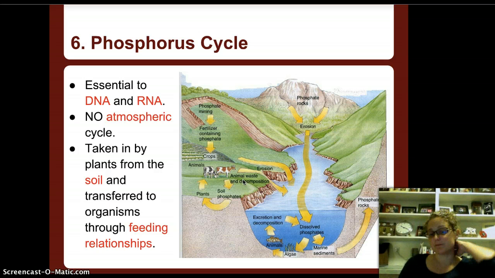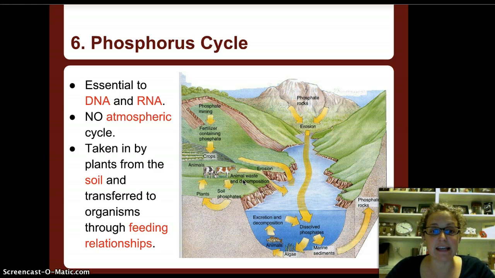Phosphorus is an element that's incredibly important to you because, as you remember from our DNA song, it's in your DNA and your RNA. Without phosphorus, we can't do a lot of the essential functions. Even photosynthesis can't occur without phosphorus, even though we don't think of it as being essential yet. But this is a unique cycle because it doesn't have any atmospheric component.